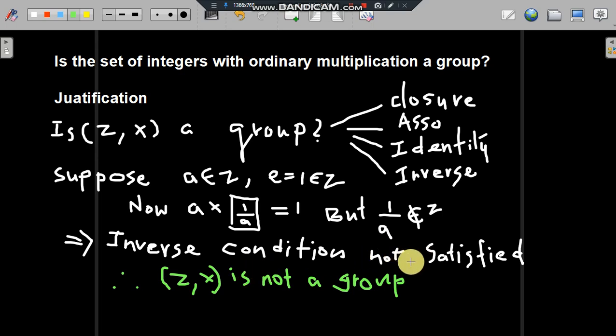It is not satisfied. Therefore this algebraic structure, that is Z comma X, where Z denotes the set of integers and X denotes ordinary multiplication, is not a group. Thank you very much.